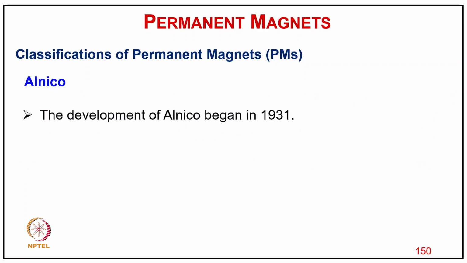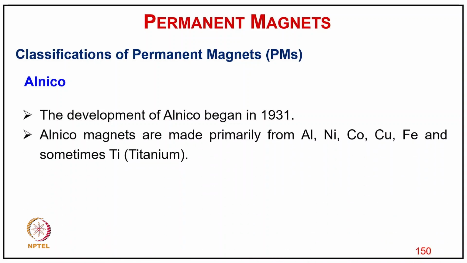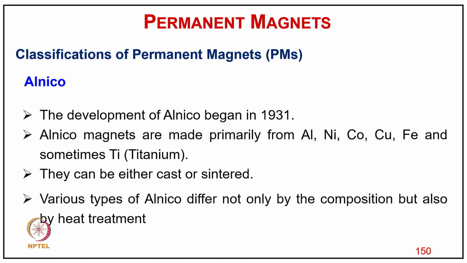Now coming to the classification of permanent material, starting with alnico. The development of alnico began in 1931, and alnico magnets are made primarily from aluminum, nickel, cobalt, copper, iron, and titanium, and they can either be cast or sintered.